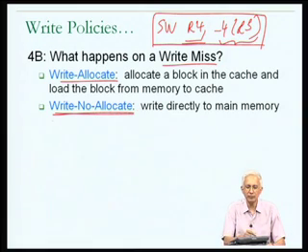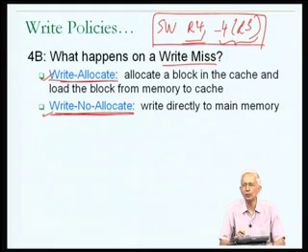And this might make sense for certain kinds of programs, but this may make more sense for other programs. You can clearly see that if I have a program which infrequently modifies variables, then it might make more sense to do write no allocate. But if I have a program which modifies a variable and then reads the same variable, then it might make sense for me to use the write allocate strategy.